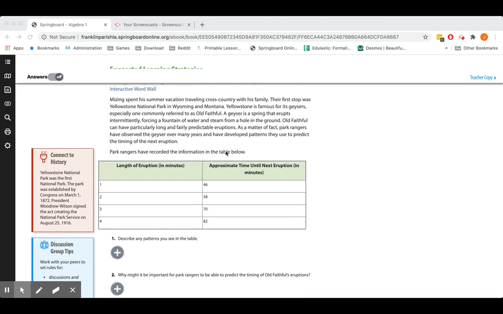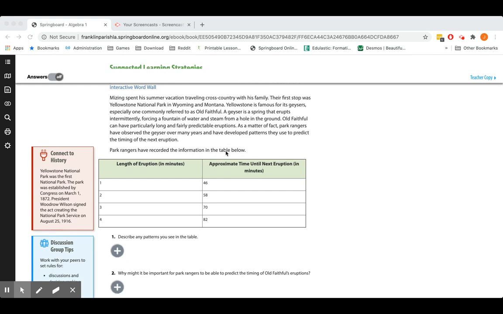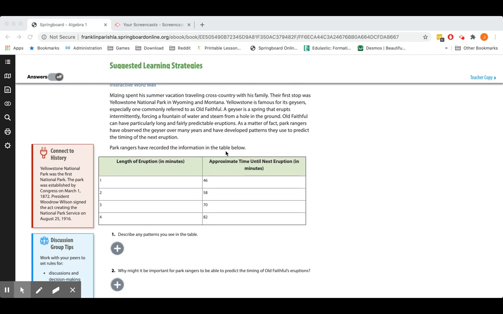Meising spent his summer vacation traveling cross-country with his family, so they basically just went on a trip. The first stop was Yellowstone National Park in Wyoming and Montana. Yellowstone is famous for its geysers, which is where the water kind of shoots up from the ground. Especially one of them most commonly referred to as Old Faithful.